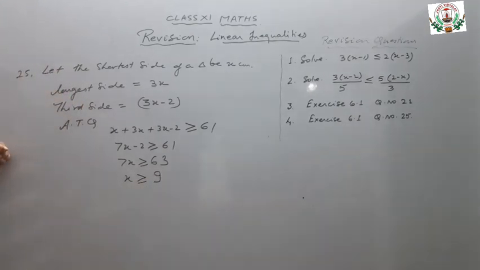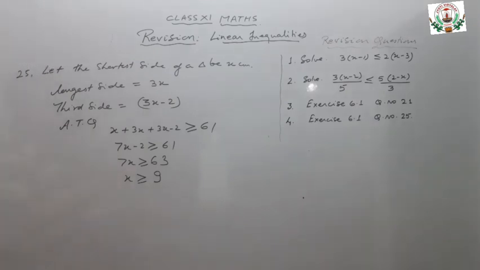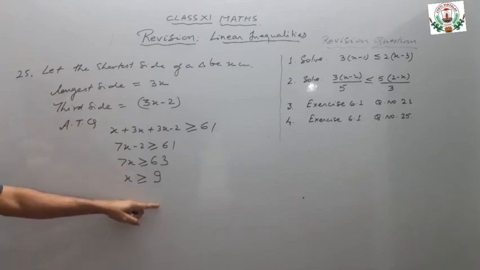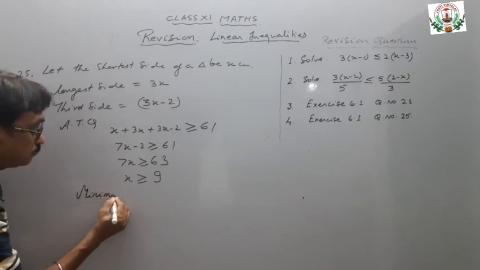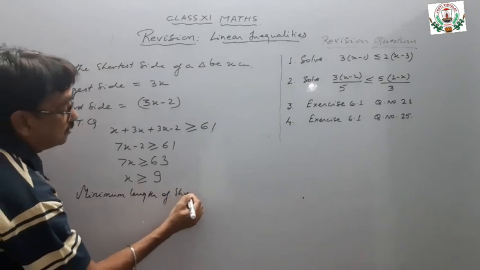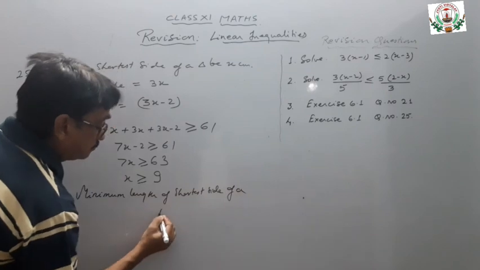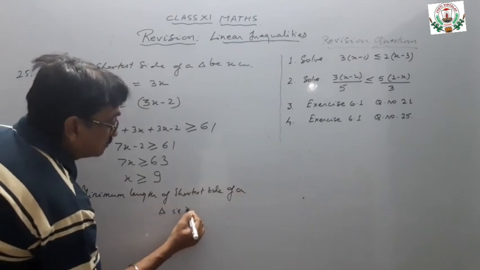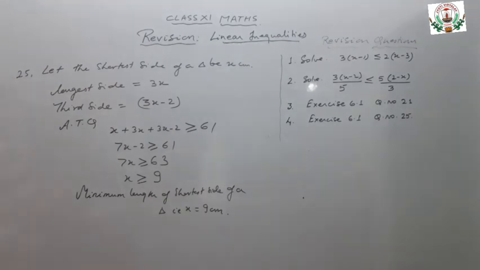So for the perimeter to be at least 61 or more, the shortest side must have a minimum length of 9 cm or more. So the minimum length of the shortest side of the triangle, that is x, must be equal to 9 cm, is the answer. Okay, thank you.